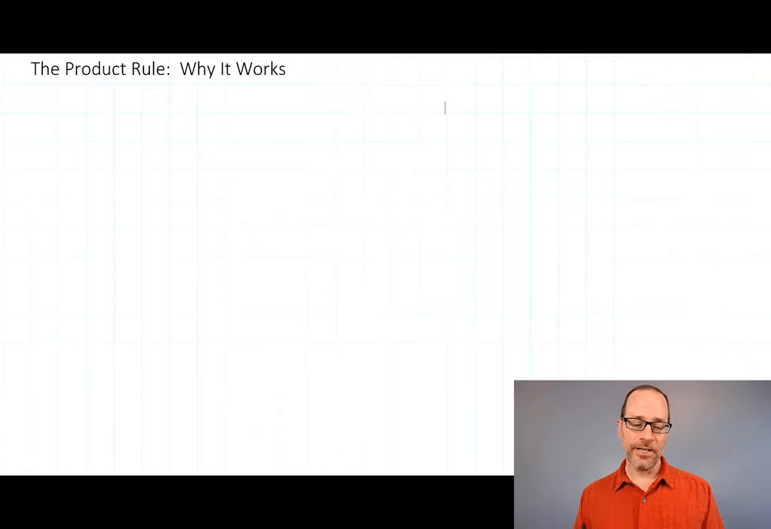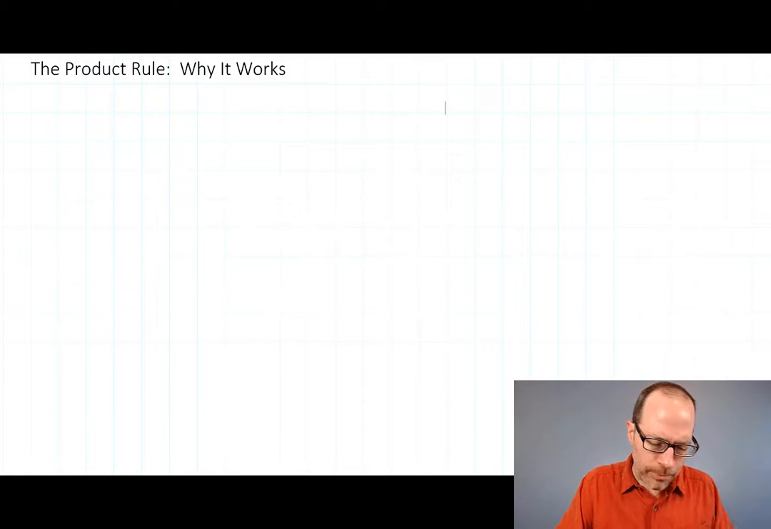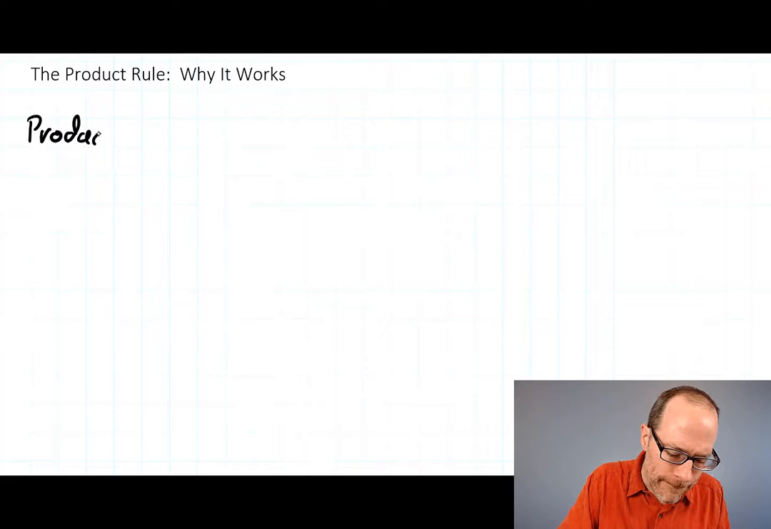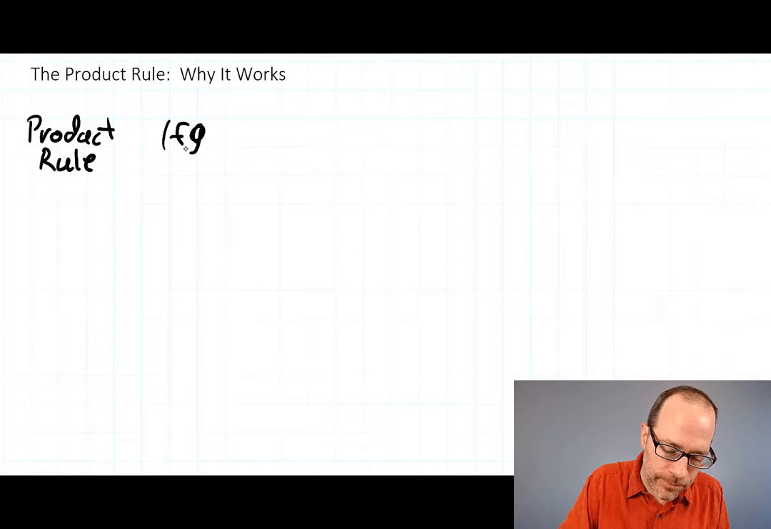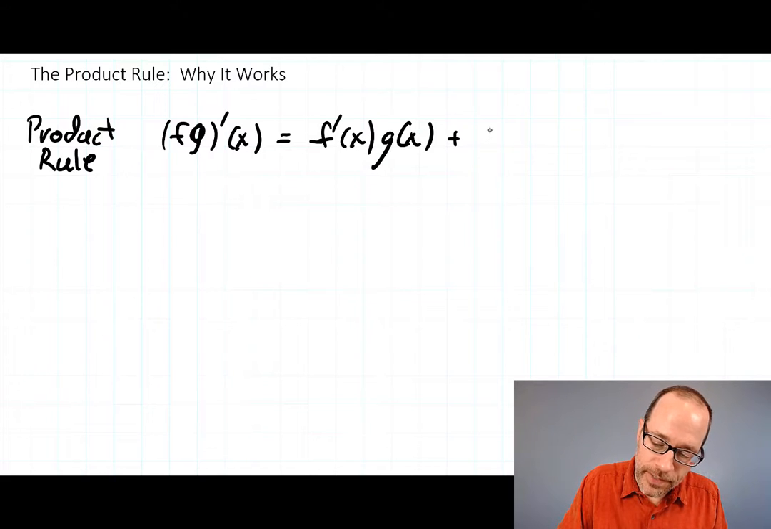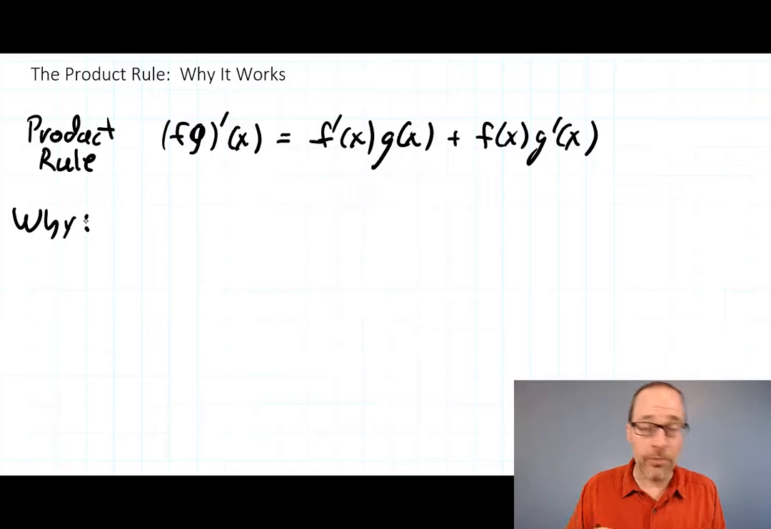All right, welcome back. We're going to talk right now about why the product rule works. So remember, the product rule said that the derivative of a product was the derivative of the first term times the second one left unchanged plus the first one unchanged times the derivative of the second one. So what we want to answer now is why that works.